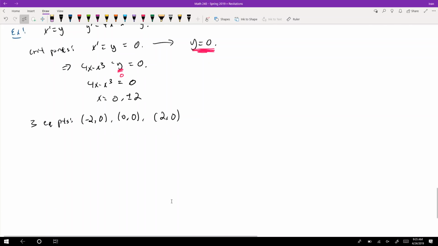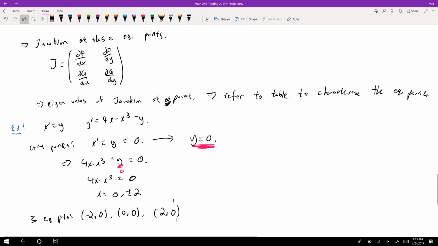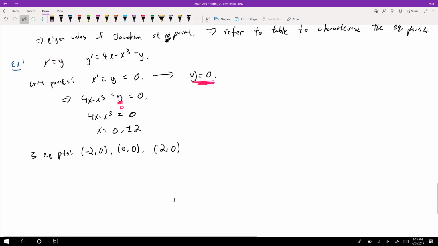All right, so now I got 3 equilibrium points. So now I have to evaluate this Jacobian at each one of these equilibrium points. All right, so the Jacobian is equal to, all right, df dx. So here is f. I take y and I take a partial with respect to x. Well, that's just 0, right? And now I take y and I take a partial with respect to y, and that's going to be 1. So I put that in.